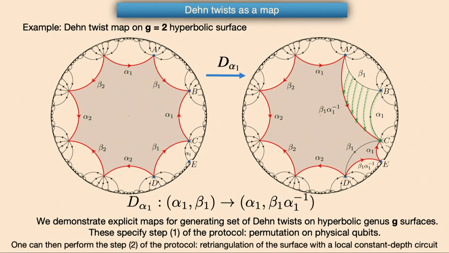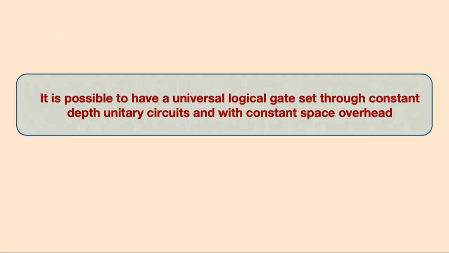The second step is we can also use a constant depth circuit to retriangulate the surface to obtain the original surface with the same triangulation. So in sum, we can achieve a universal logical gate set with a constant depth unitary circuit, also with constant space overhead.